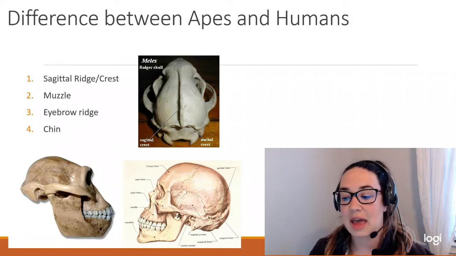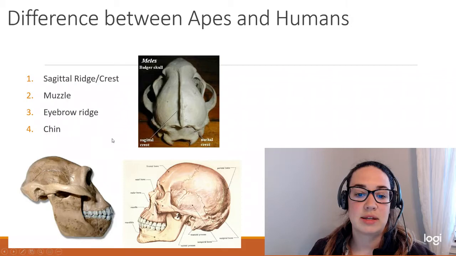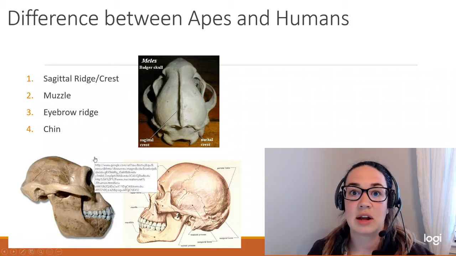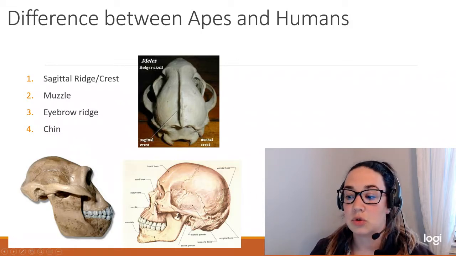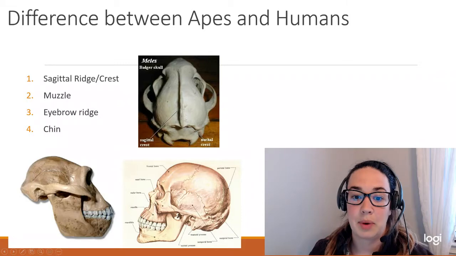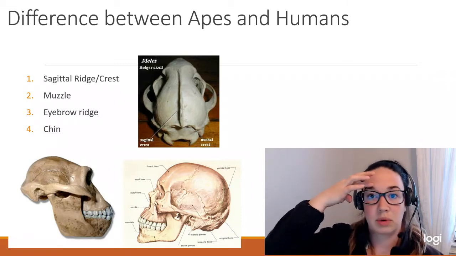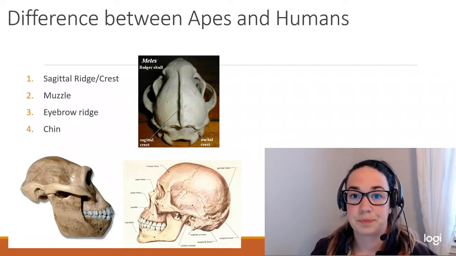And then also we have an absence of a very pronounced eyebrow ridge. So you do find that in apes. You can see right here, right above the eye socket, or the orbital socket, there is an eyebrow ridge that's very prominent, whereas in humans, it is not necessarily very prominent. We don't have that very pronounced ridge right above our orbital sockets, or our eyes, whereas apes typically do.